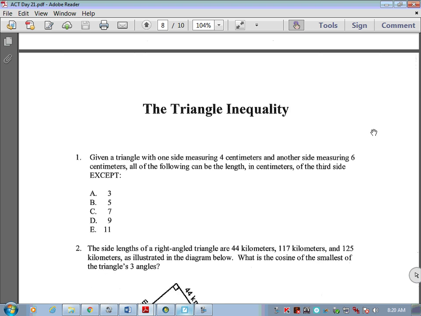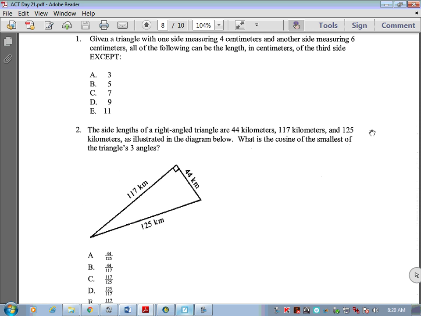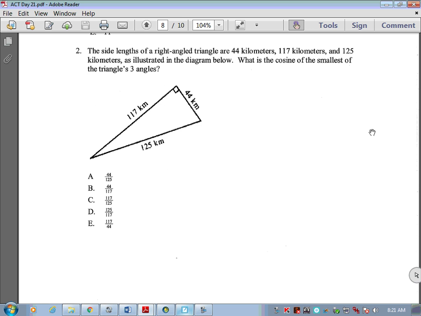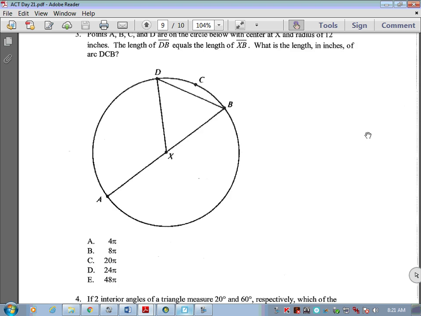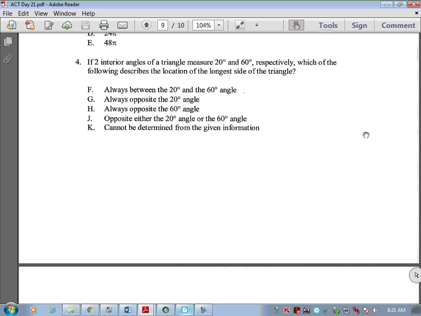Move down to triangle inequality. 1 is E, 11. 2 is C, 117 over 125. 3 is A, 4 pi. 4 is F, always between 20 degrees and 60 degrees.